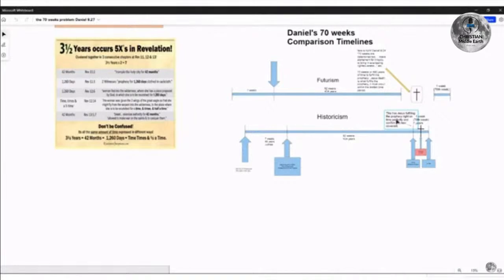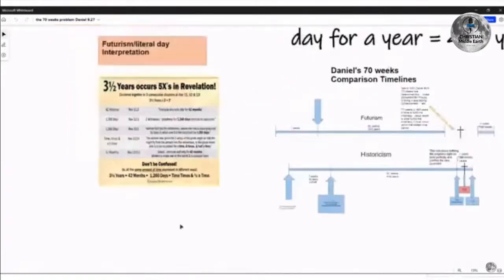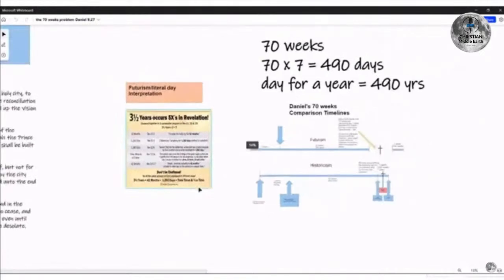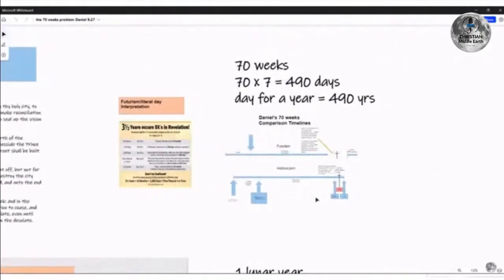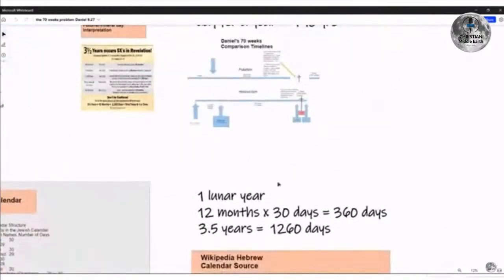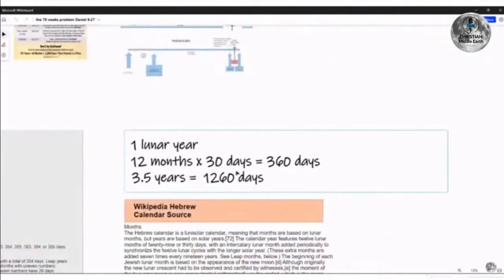Or did you think Jesus isn't the Lamb of God that takes away the sins of the world? Maybe not. I think his one sacrifice for all is kind of a big deal. Okay, so that all being said, what is it? Here's a lunar year, 12 months, 30 days every month, 360 days in a year. So 3.5 years would be 1260 days.